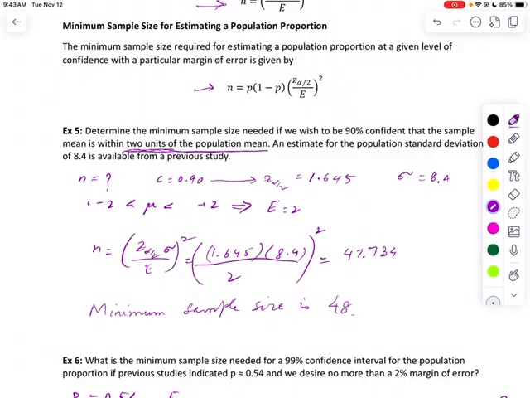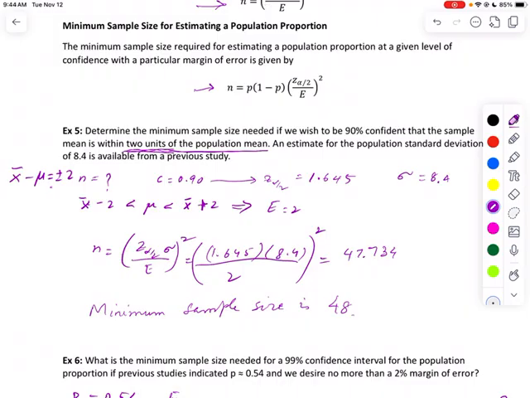So it is saying that our population mean will be within 2 units of the sample mean, meaning the difference between mu and X bar, the population mean and the sample mean, will be equal to plus or minus 2. So remember we were doing this: X bar minus mu is going to be plus or minus 2. That's what we are saying.